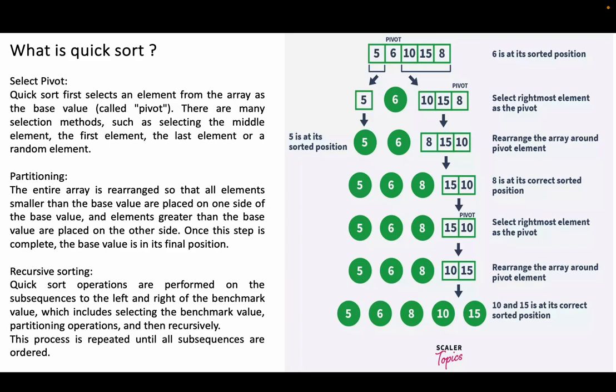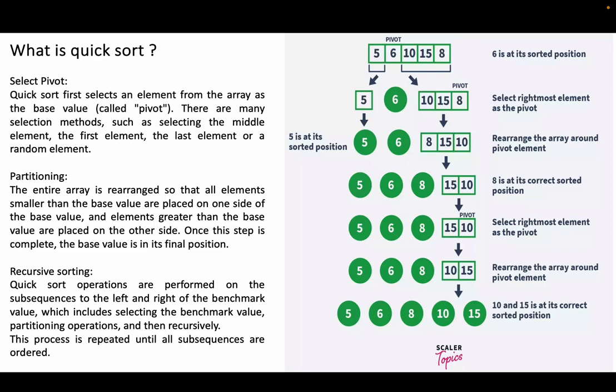So next we select the rightmost element as the pivot, and we rearrange the array around the pivot element. Then in the final step, 10 and 50 are at their correct sorted positions. Yeah, so that is the QuickSort process.